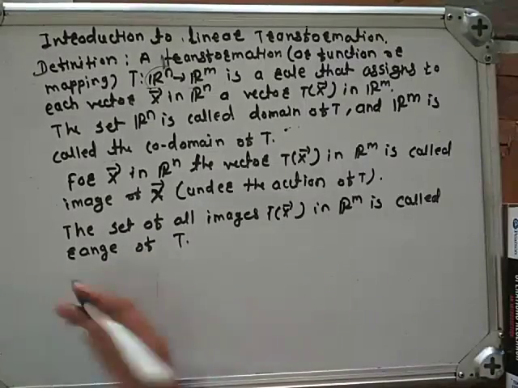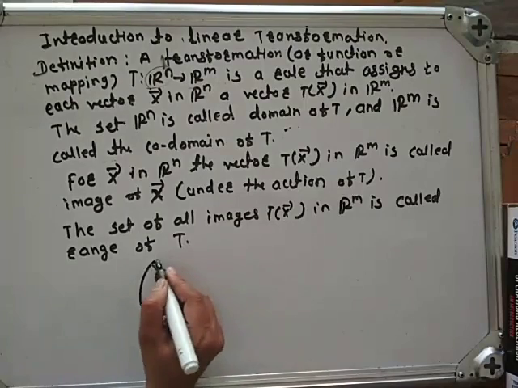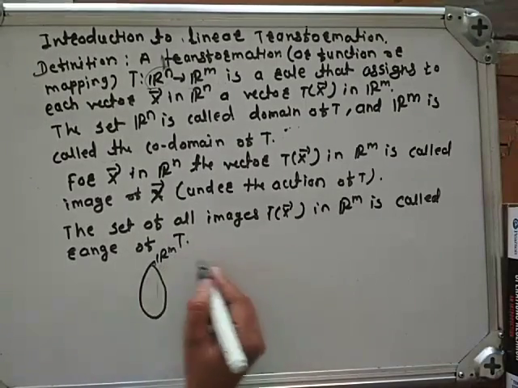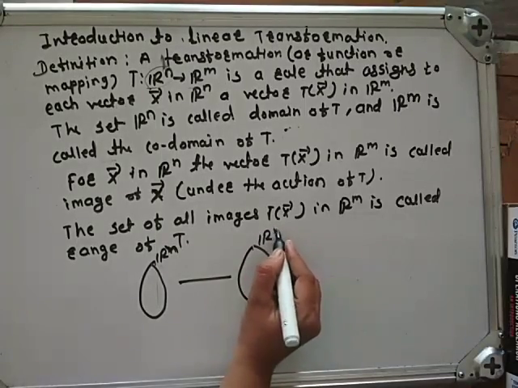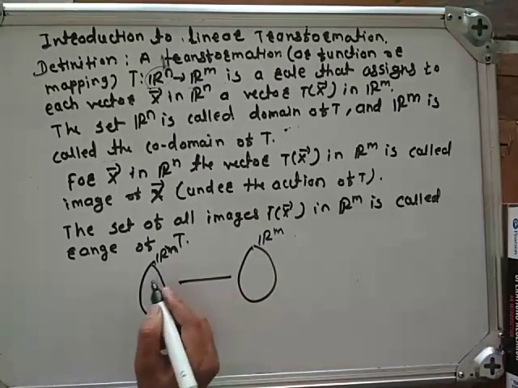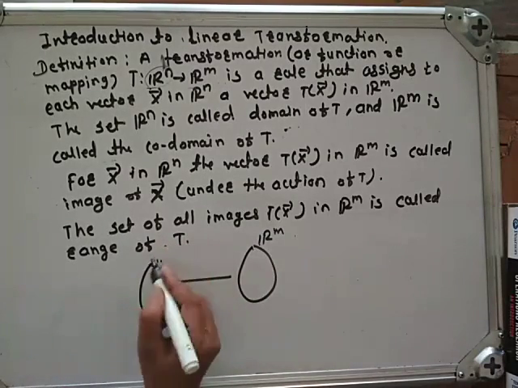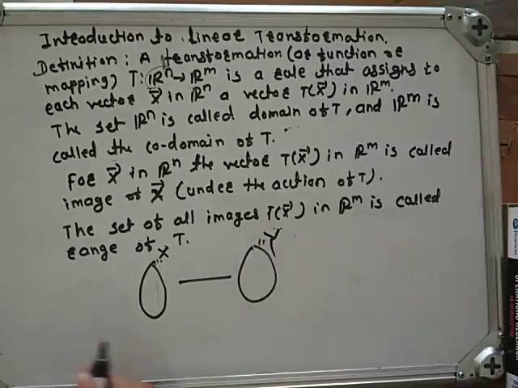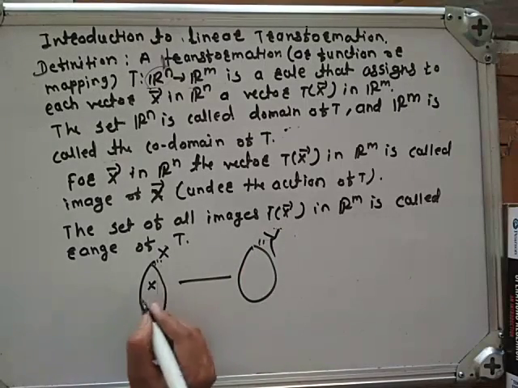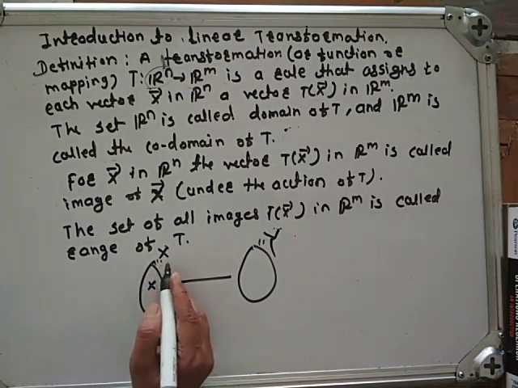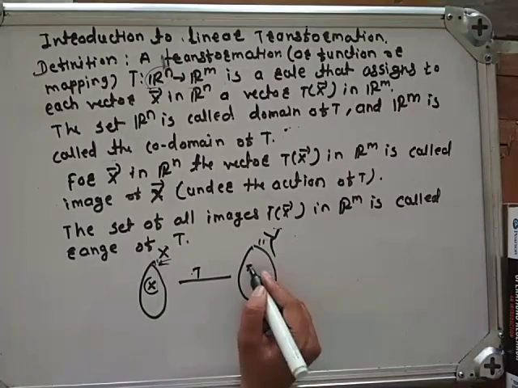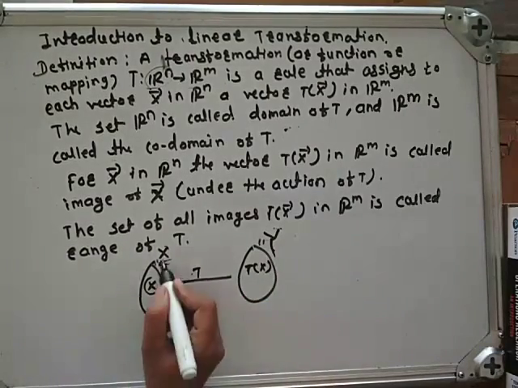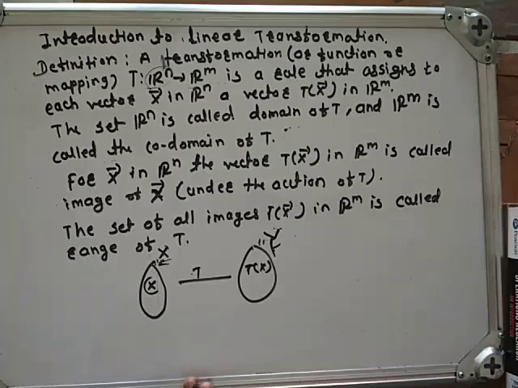Okay. See here, what is a transformation? Suppose this is a set Rn and suppose this is a set Rm. Okay. Suppose here is x in this capital X. When we apply T on this x, so you will get T of x in codomain. This is a domain and this is a codomain.